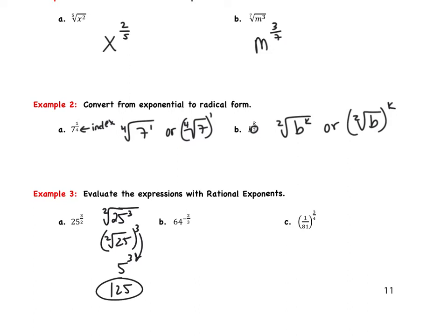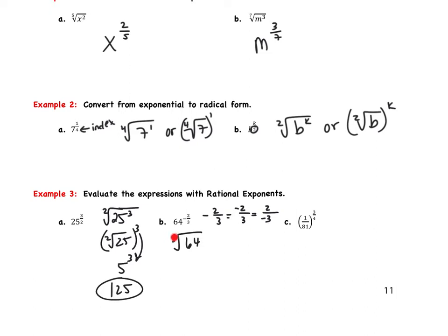Okay. B is 64 to the negative 2/3. Okay, first thing I want to talk about is negative 2/3. Negative 2/3 means that one of those numbers is negative. So I can make the 2 negative or the 3, but not both. Okay, so 64 goes underneath our radical. Now, have we ever had a negative index? A negative index. So our index in this case is a 3, since that's our denominator.